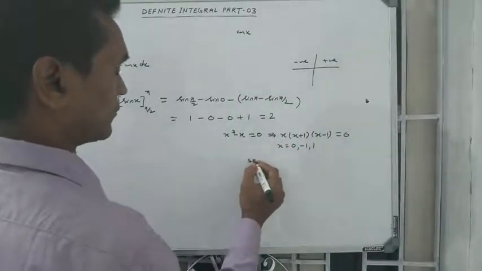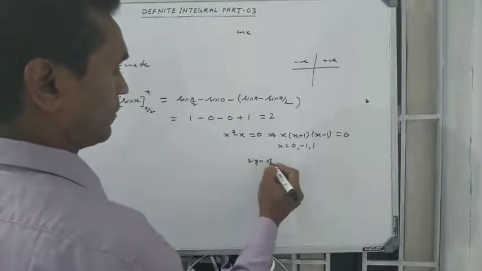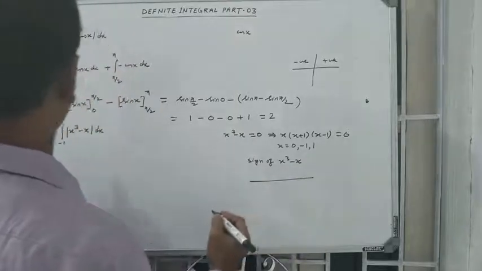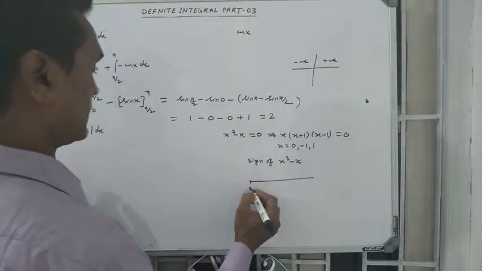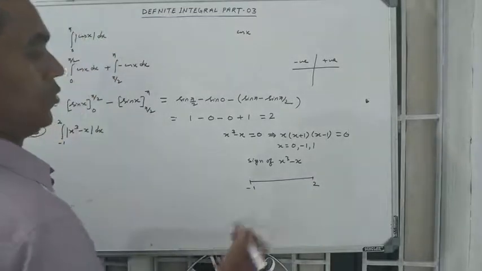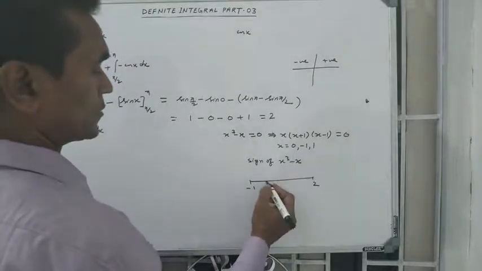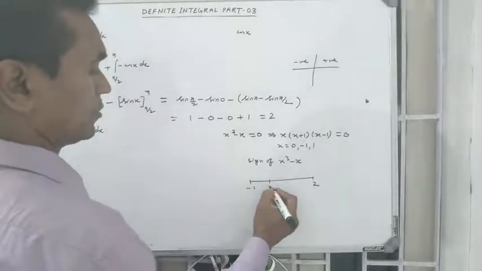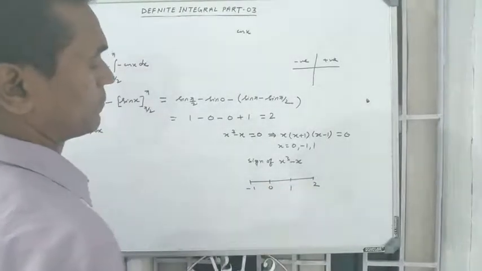Now we have to find the sign of x cube minus x. For that, the lower limit is -1 and the upper limit is 2. So 0, first -1 we have already marked, after that 0 and then 1.